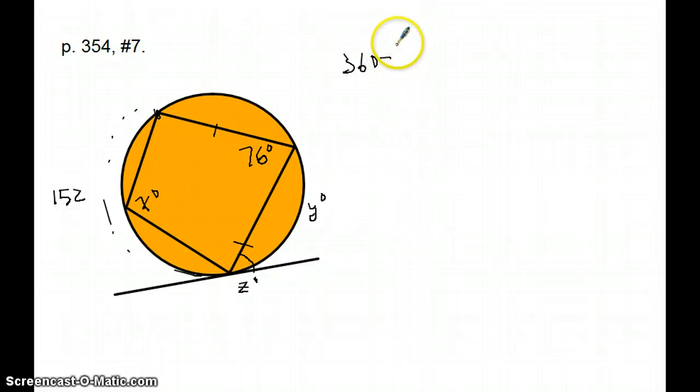360 minus 152, divided by 2, that would give me angle x. This piece over here and this piece will be the same. Y is going to be double x, whatever that is, and I guess I'm going to have to show you that in class. Sorry, I tried.